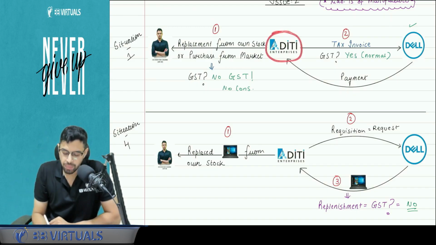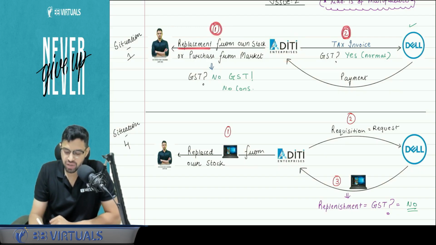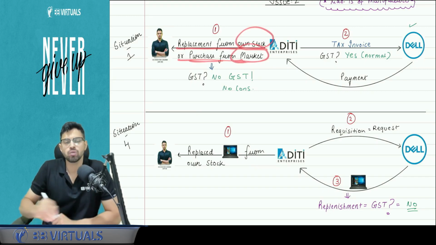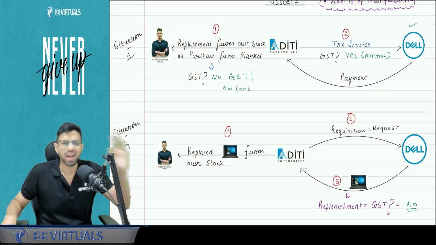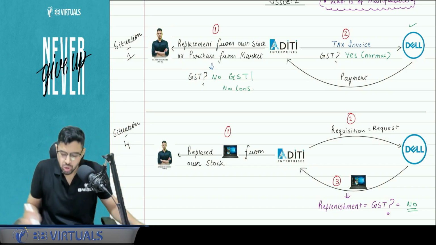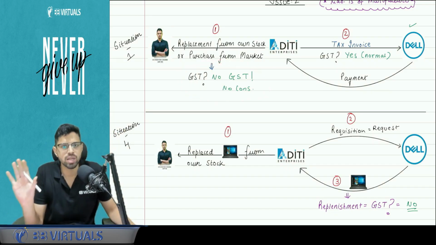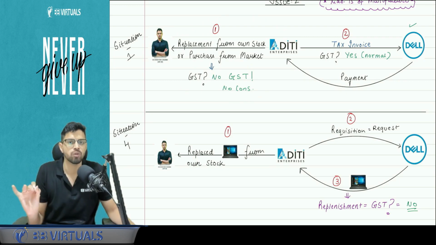Now what Aditi Enterprises does, first it provides the replacement. First means whatever is happening first and whatever is happening next. So Aditi Enterprises provides the replacement from its own stock or it purchases from the market. The distributor uses its own stock or buys from the market, I don't care, I need the replacement. So here will GST be applicable? No, because there is no consideration. Aditi did not charge anything from me.